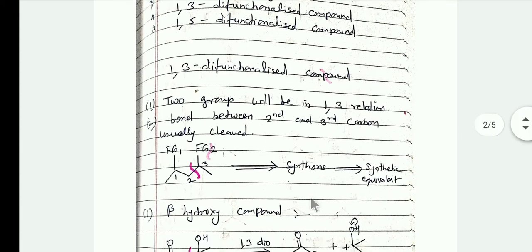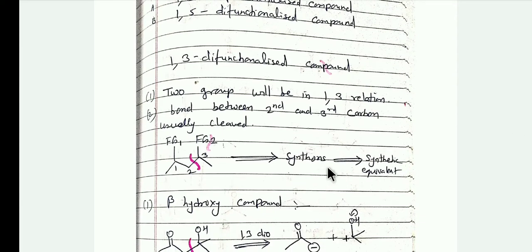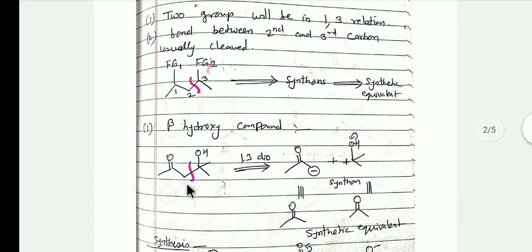Now we can understand this type of disconnection by taking the example of beta hydroxy compounds. This is the target molecule. Here the two functional groups present are a ketonic group and a hydroxyl group, at positions 1, 2 and 3. So the disconnection can take place between 2 and 3, and after disconnection we get two synthons. One is the negative synthon and the other is the positive synthon.